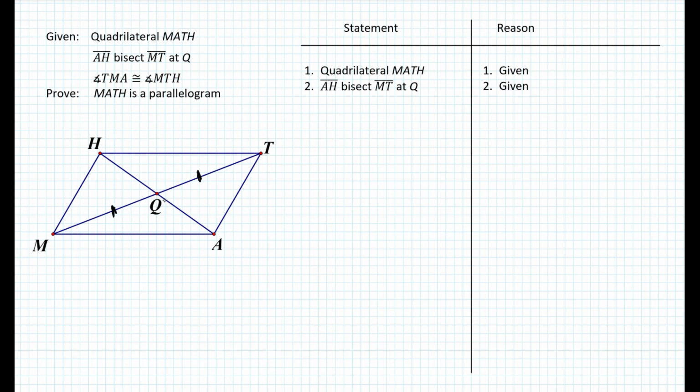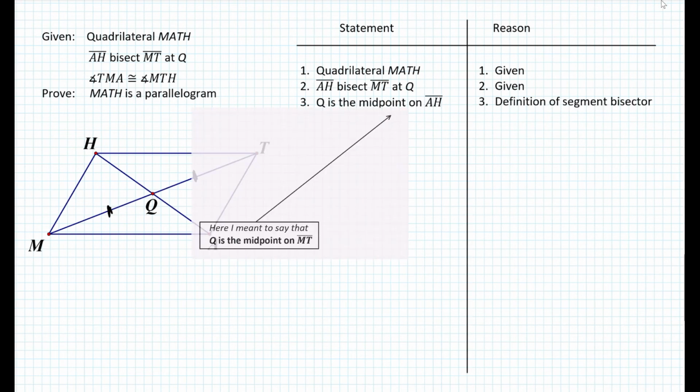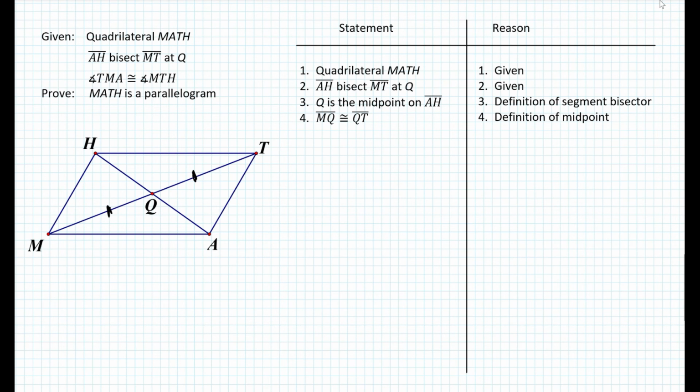First, we do need to state that Q is the midpoint because we want to use the definition of segment bisector. So let's state that as step number 3. Q is the midpoint of segment AH. Well, that's the definition of a segment bisector. And then we state that segment MQ is congruent to segment QT because that is the definition of a midpoint. Then we can state the other given that angle TMA is congruent to angle MTH, as shown in the diagram.